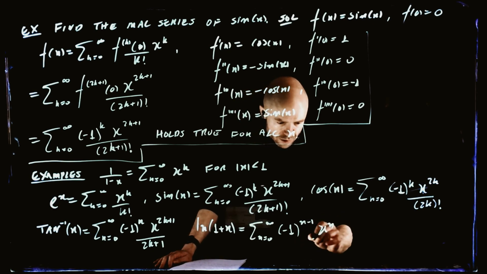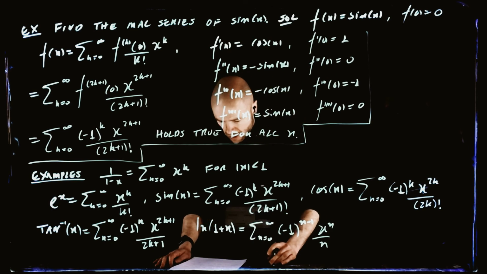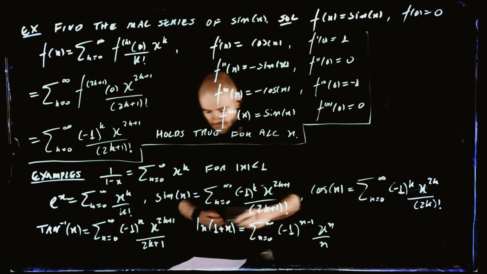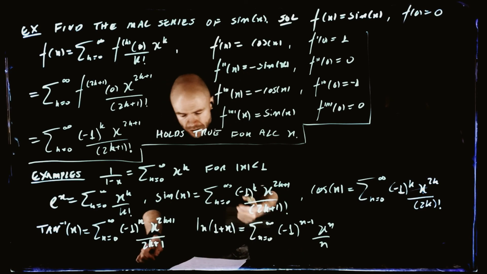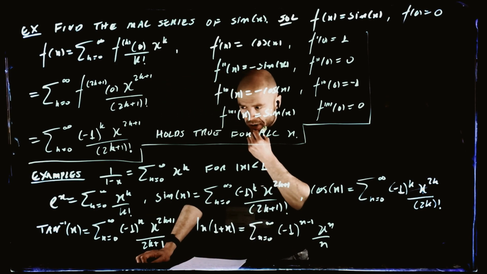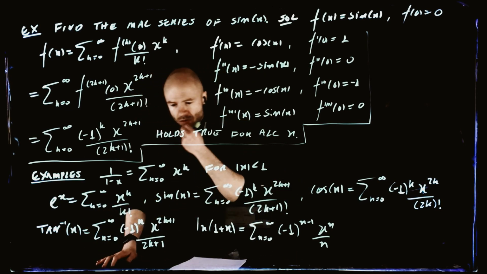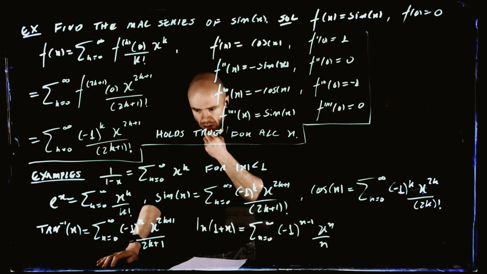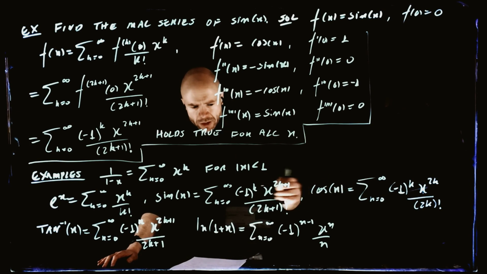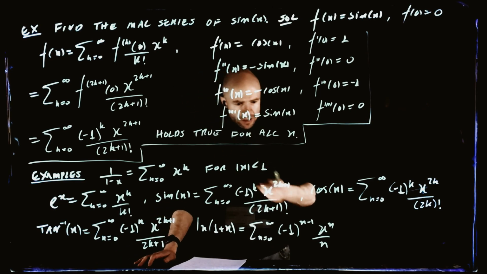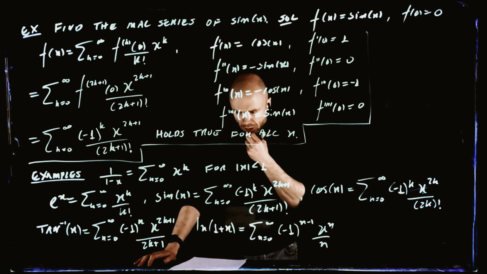Okay, and not all of these have a radius of convergence that converges everywhere. For example, this one, tan to the minus 1. I'm not going to try and calculate its radius of convergence, but I think it's going to be between minus 1 and 1. This one will converge everywhere. This one will converge everywhere. This one also, I think, between minus 1 and 1.